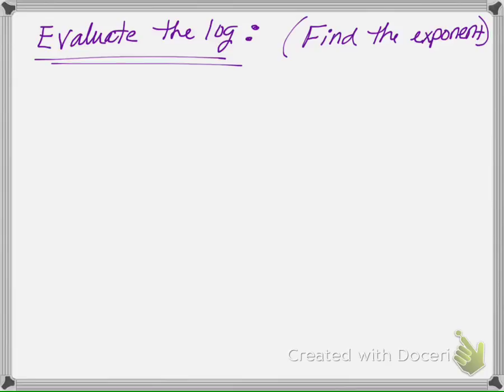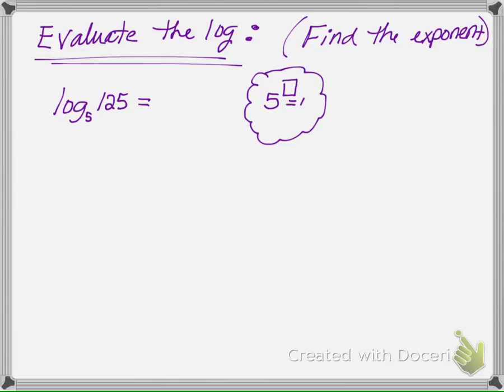So there might be questions that look like this. Log 125 base 5. They want you to evaluate. So you don't have to rewrite it in exponential form, but you should think about it. Here's your little thought bubble, right? Here's what's going on in your head. You're saying, okay, the base is 5. The exponent is I don't know. But I have to get 125 from it.